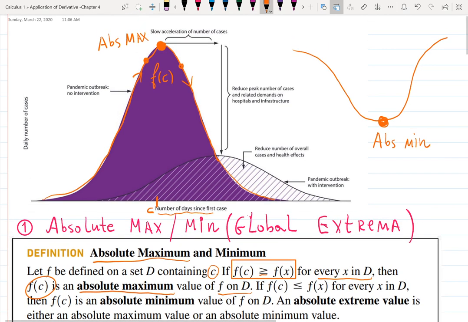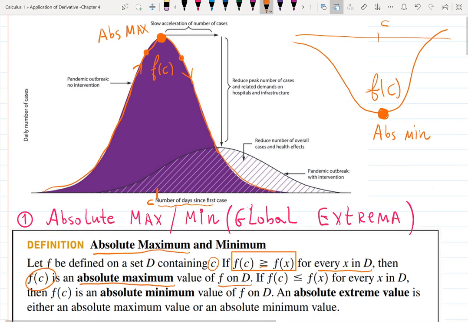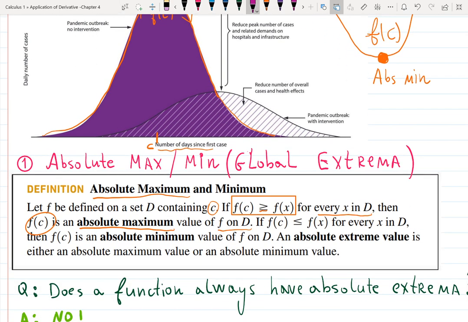How about the minimum? The minimum has the same idea. How do I know that this point is the bottom of the pit? Because at some C, f of C seems to be smaller than any other f, right? So this is how we're going to define it, with a different color.